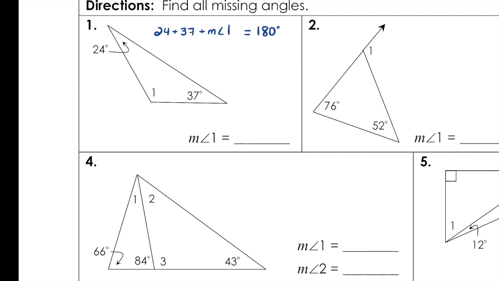So we're going to combine like terms on the left, 24 plus 37. Guys, y'all have calculators. There's no need to guess. 61 plus the measure of angle 1 equals 180. What do you want to do next? Subtract 61 from both sides. And then 180 minus 61 is 119 degrees.